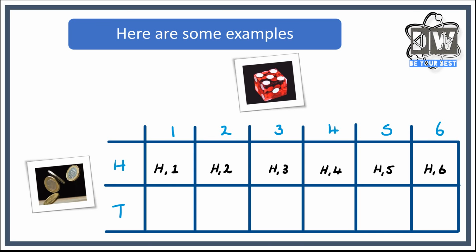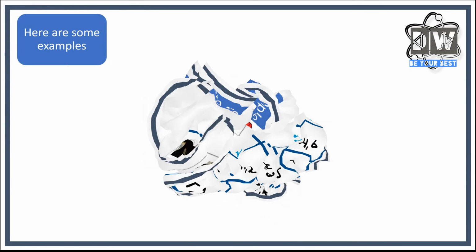I could do the same thing for a tail. So let's do that now. I could get a tail and roll a 1. I could get a tail and roll a 2, a tail and roll a 3, a tail and roll a 4, a tail and roll a 5, and a tail and roll a 6. Now remember, this is a really easy one today because we're just looking at how to draw them and what they are, but you can really see how basic and easy it is.